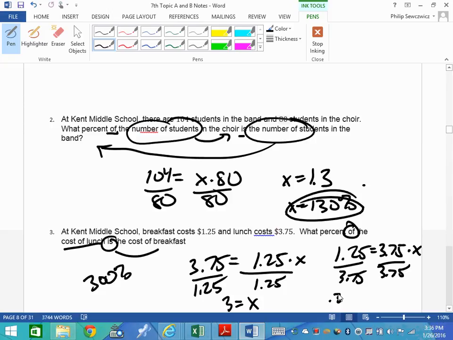I'm getting 0.3 repeating. All right, so if I go 2 spots to the right, that's 33.3%, because they're saying what percent of the cost of lunch is the cost of breakfast. So this is part of what we're going to look at here, is focusing on the wording and how we can help ourselves out. And how can we look at the wording to know that's an unrealistic answer. It should be smaller than 100% versus then it should be larger than 100%.